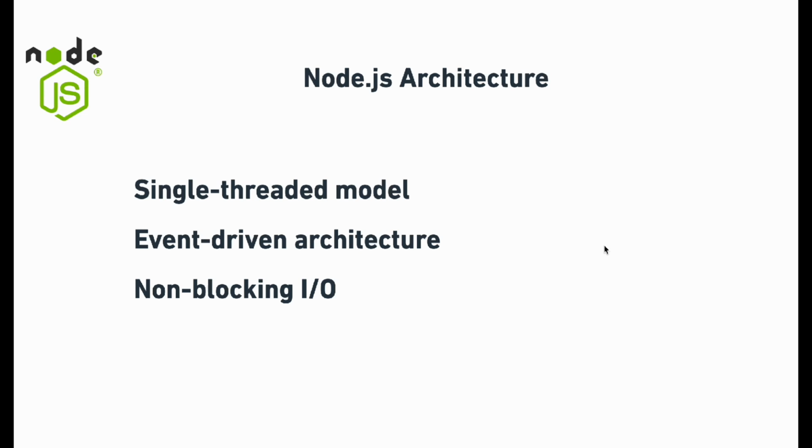What is Node.js architecture? Node.js architecture simply means the way Node.js handles code execution, how Node.js handles a request. When a request is made to a Node.js server, how does it attend to them? It is different from traditional servers like PHP or Java. Node.js uses something called a single-threaded model, event-driven architecture, and non-blocking I/O. Let's break down all of this.